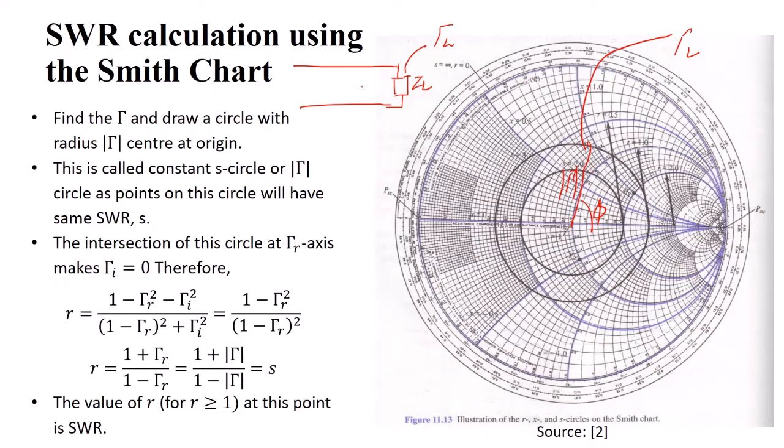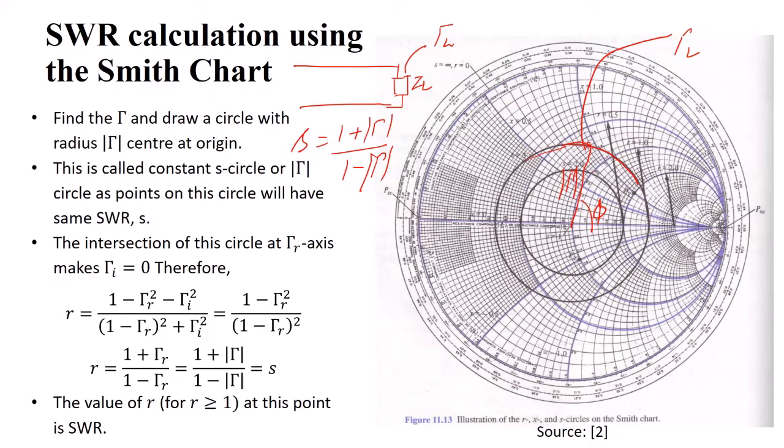Now for this lossless line, the magnitude will remain constant as you move along this transmission line. So magnitude will remain constant while the phase may change. So it means if you are going to find the standing wave ratio, which is given by 1 plus magnitude of gamma over 1 minus magnitude of gamma, it will also remain constant. So once you find this, and if you move on this circle, it means at every point the magnitude remains constant and the phase will change.